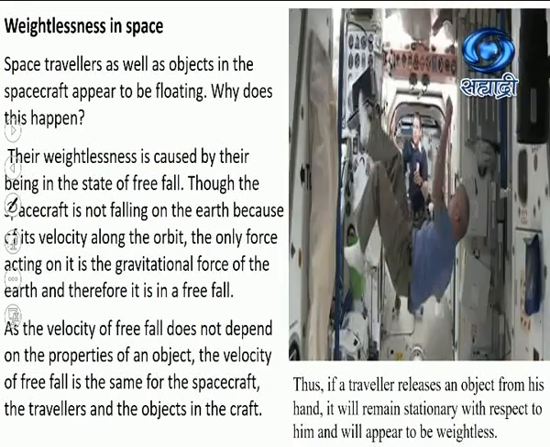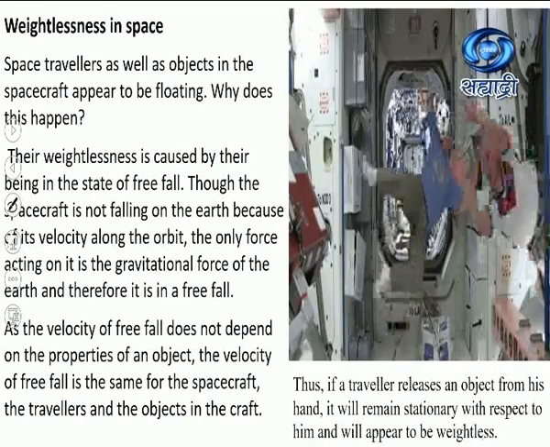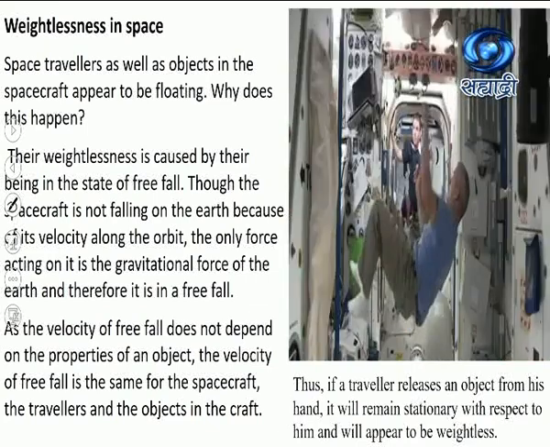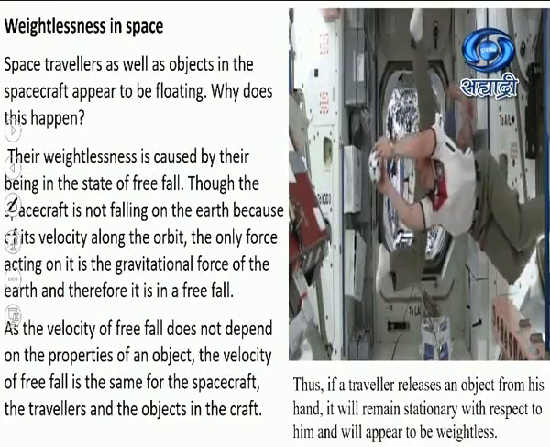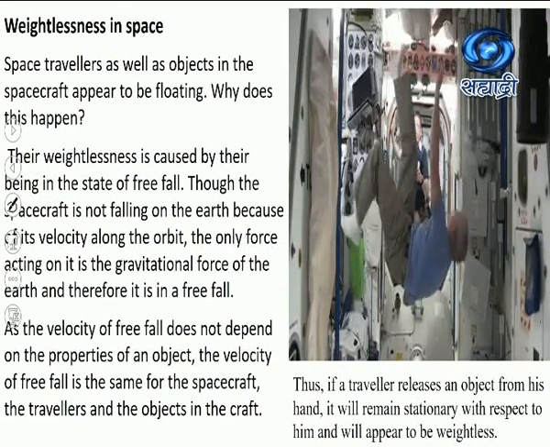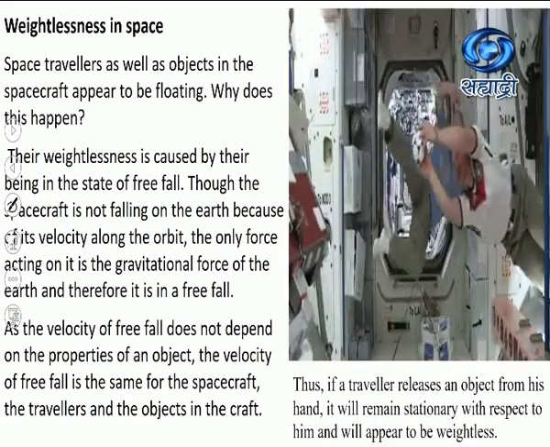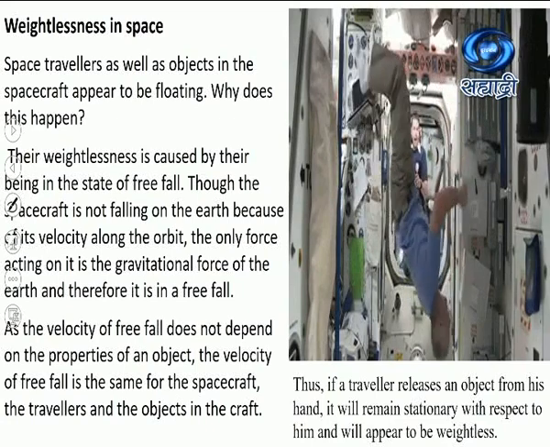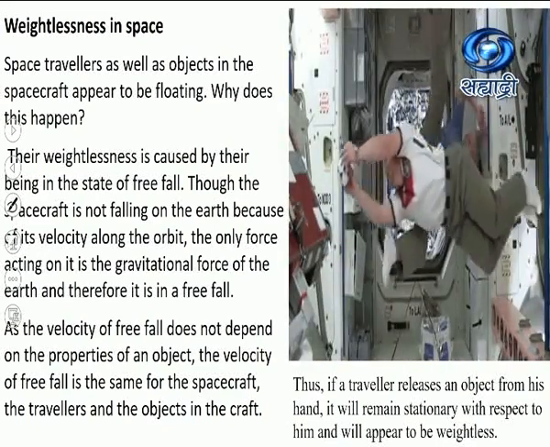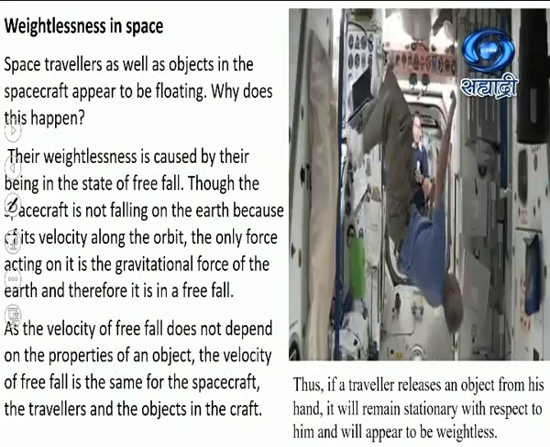So this is the last point, which is very interesting, weightlessness in space. Space travelers, as well as objects in the spacecraft, appear to be floating. Why does this happen? Though the spacecraft is at a height from the surface of Earth, the value of g there is not 0. In the space station, the value of g is only 11% less than the value on the surface of the Earth. Thus, the height of a spacecraft is not the reason for their weightlessness.